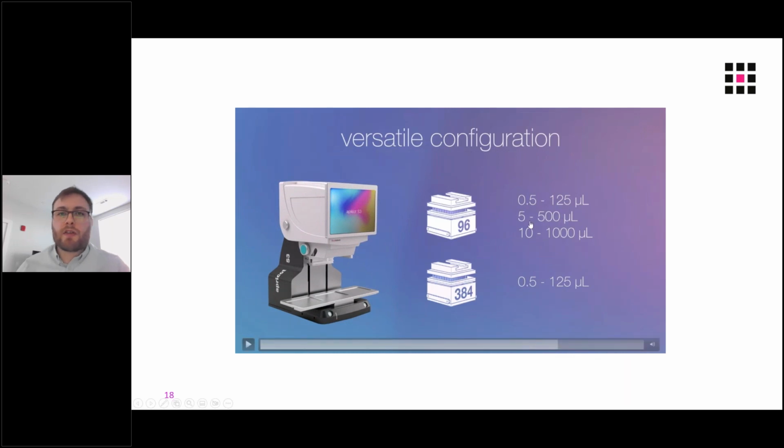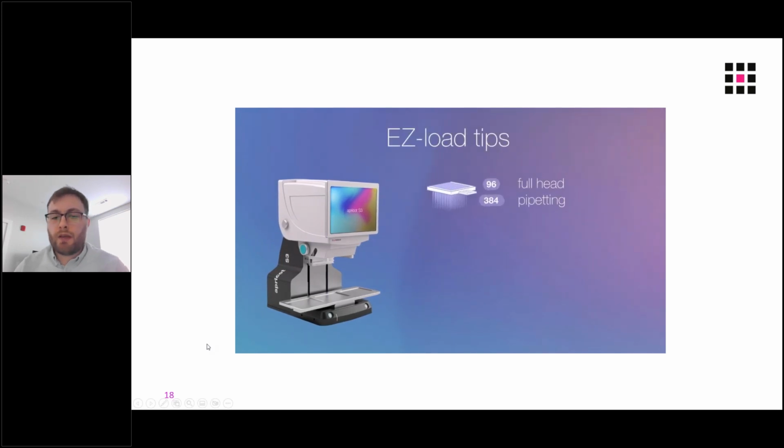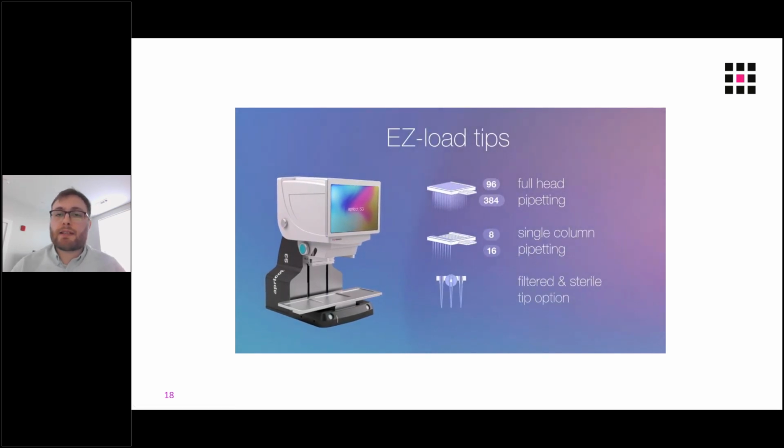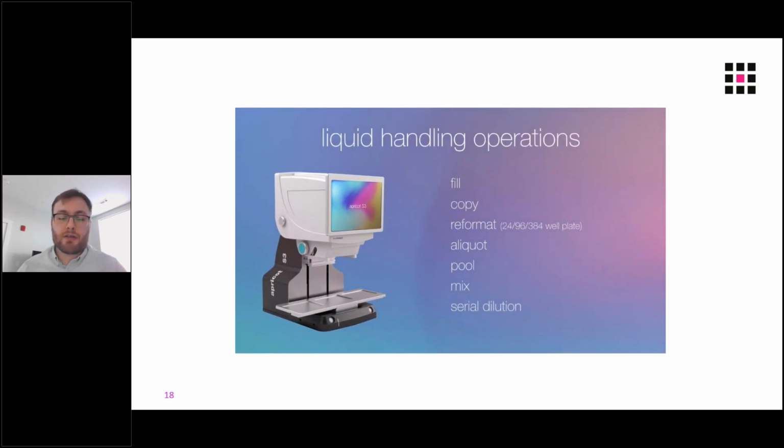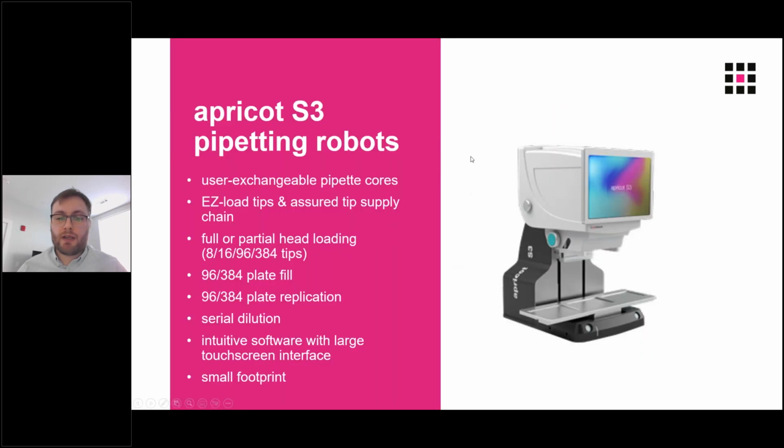So the volume ranges of the Apricot depend on the core and tips that are loaded, but essentially it can go from 0.5 to 1000 microliters, meaning it accesses a range of volume which the Mosquito doesn't normally access, making it an excellent complement to that machine. It is also able to work between 96 and 384. With full head pipetting for plate stamping, it is able to use single columns as well, so it is able to serially dilute. You have filtered and sterile options to keep your crystallography workflow clean. And it can fill, copy, reformat, and work between all sorts of plate formats.